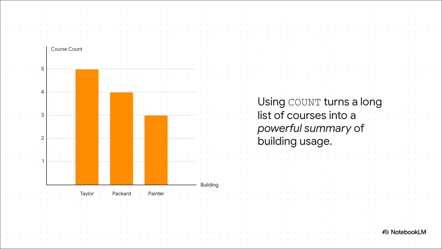And this is where it all comes together beautifully. We can ask a question like, so how many courses are being taught in each building? By using COUNT, SQL doesn't give us some long, boring list of courses. Instead, it gives us this powerful summary. We can see at a single glance that the Taylor building is the busiest, hosting 5 different courses. This is what it's all about, turning raw data into knowledge you can actually use.